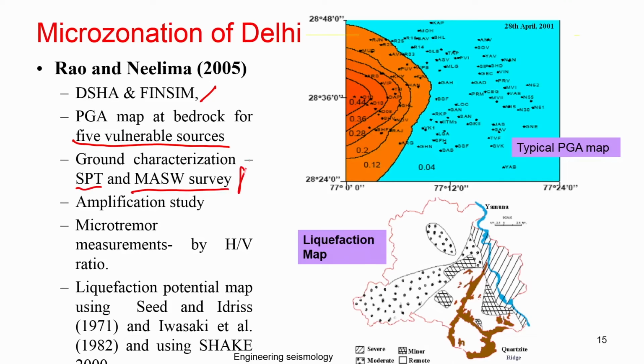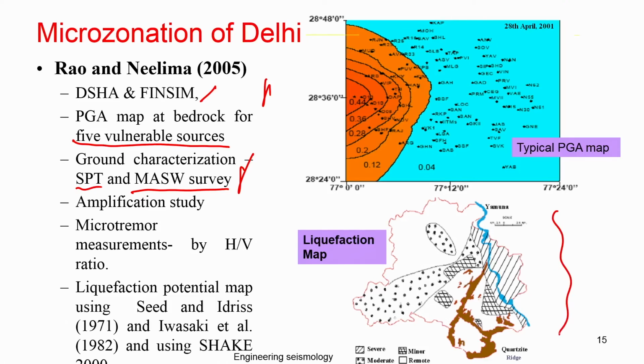Using this data and this input, they carried out site response analysis and tried to estimate. Then they also did microtremor to check that the results obtained from the borehole and MASW are synchronizing. Finally, they carried out a liquefaction potential map using the Seed and Idriss, Iwasaki and SHAKE methods. Finally, they produced a liquefaction potential map, or liquefaction severity map.